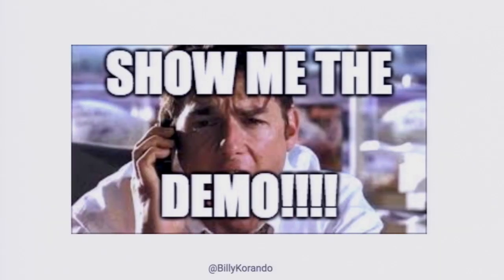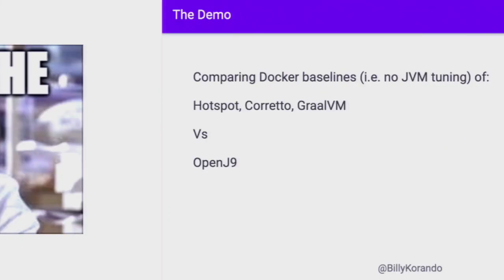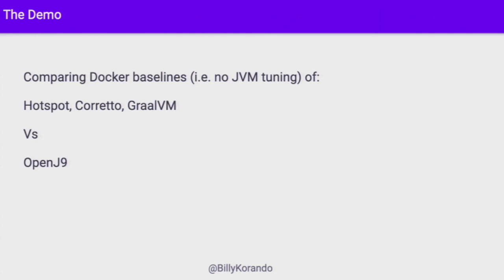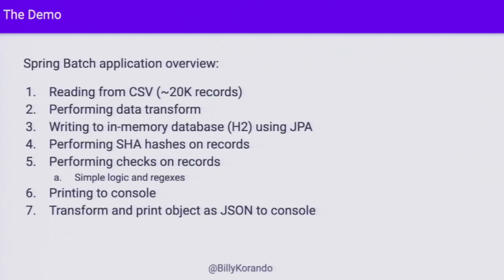This sounds familiar, though, from something earlier. All right. Enough of me just talking about this. Let me actually show you this in action. So I put together a demo to demonstrate this behavior. I just went out to Docker Hub and brought down the baseline images, i.e. no JVM tuning, no anything else, just the images of Hotspot, Coretto, Graal VM, and OpenJ9.